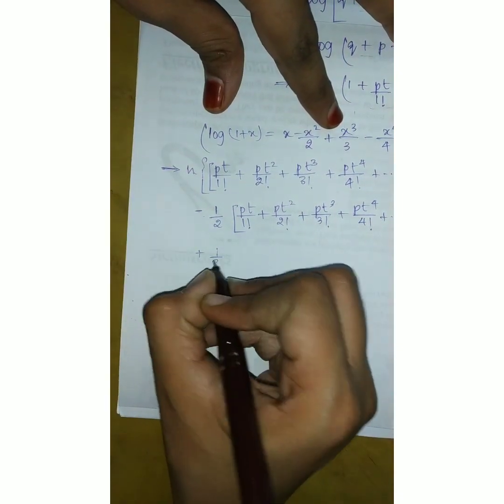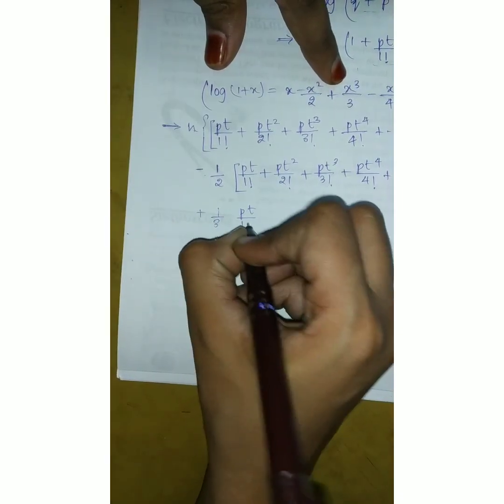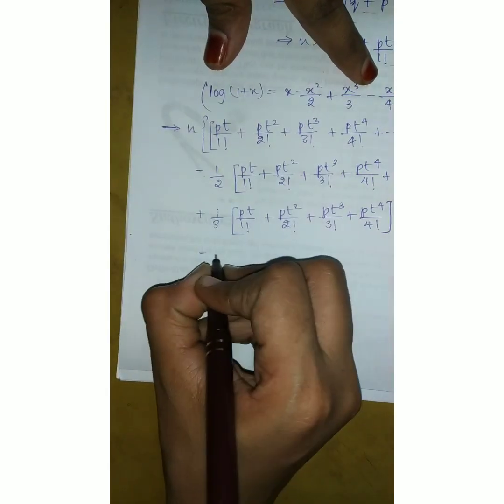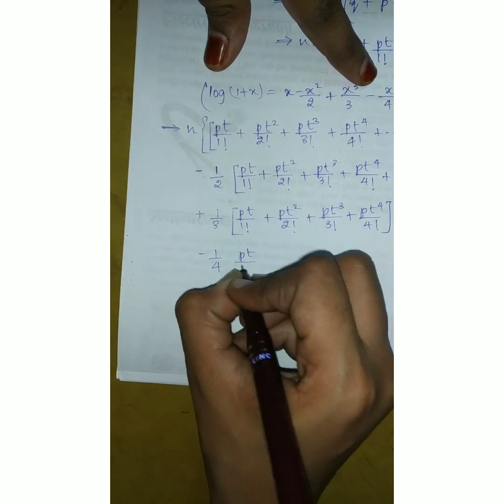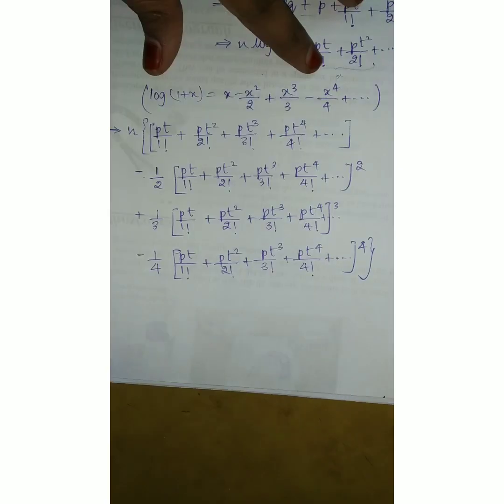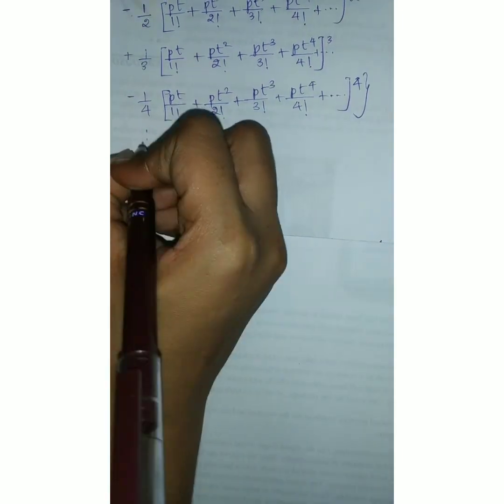Then again for the next term, we take 1 by 3 outside and get pt by 1 factorial plus pt square by 2 factorial plus pt power 3 by 3 factorial plus pt power 4 by 4 factorial the whole cube. Then proceeding the same procedure for the next term, taking minus 1 by 4 outside and writing the x term as such with whole power 4, and this can be continued further as such.